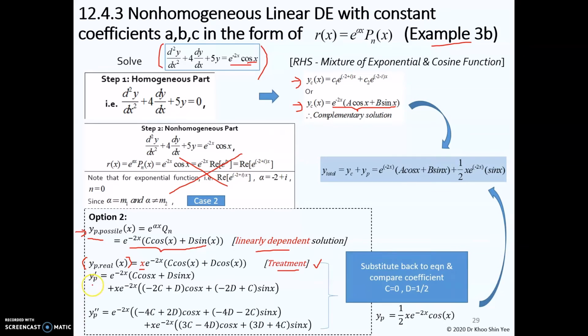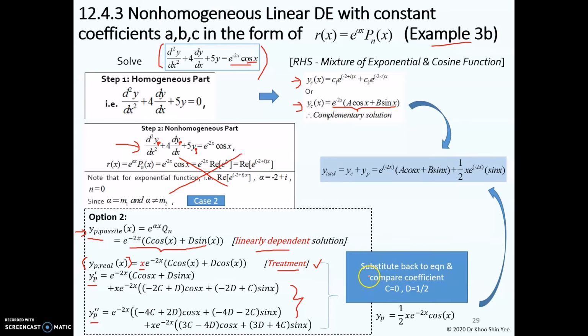You continue to perform the differentiation to obtain the yp prime and yp double prime. Then you substitute this solution inside the equation here, where this is the yp, so this is the yp prime, and this is your yp double prime.